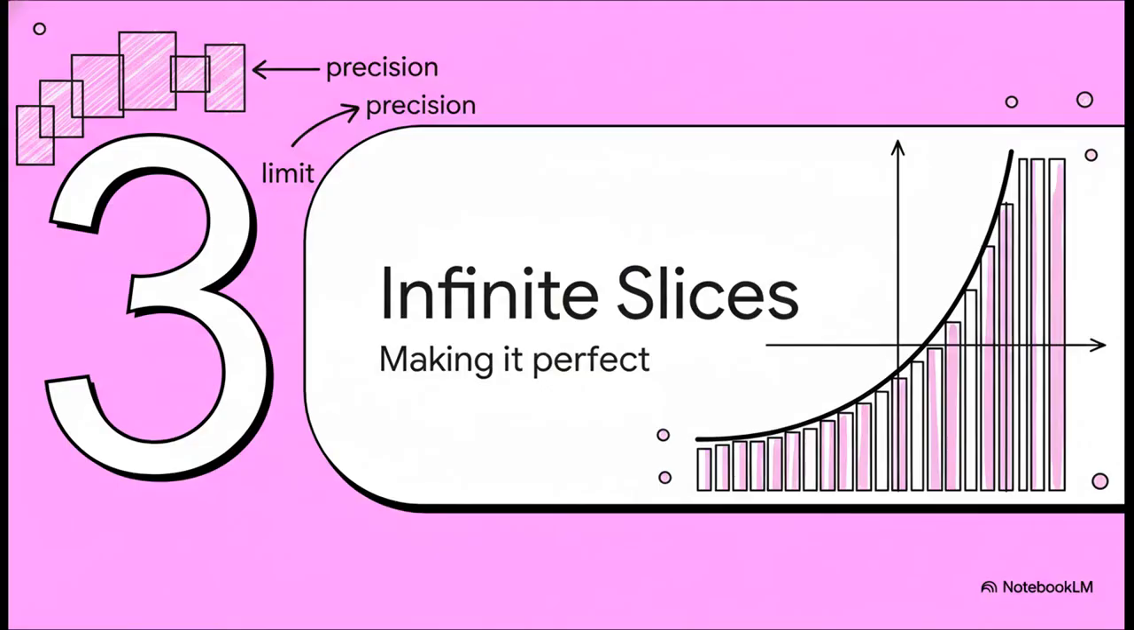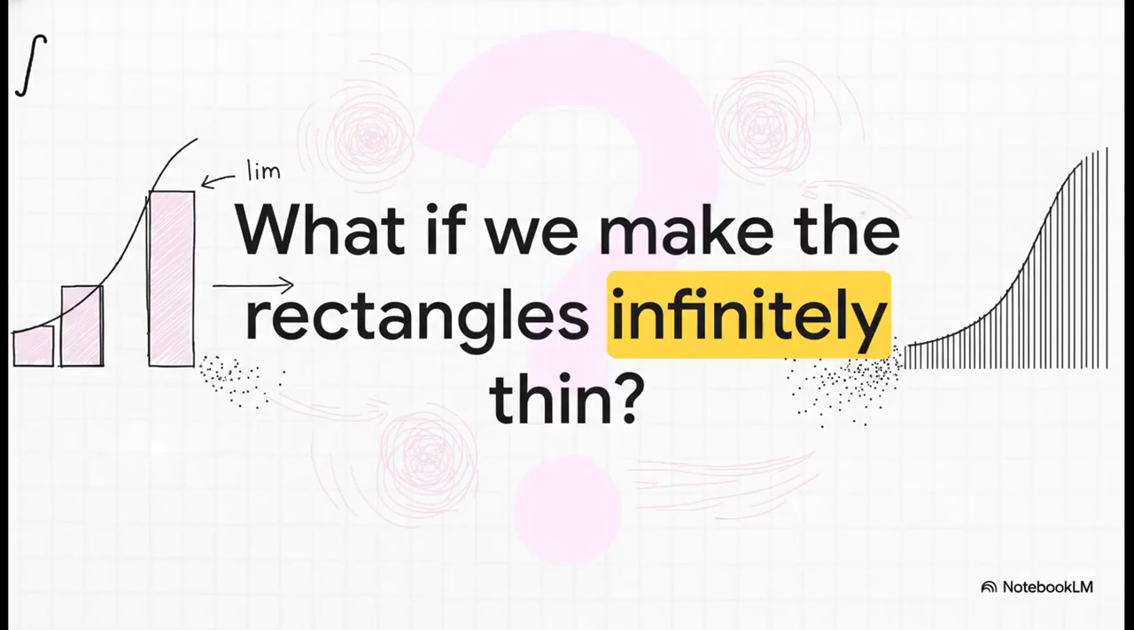This is where we make the huge leap from a pretty good approximation to absolute, perfect precision. We're going to take our rectangle strategy and just push it to its logical extreme. Just think about it for a second. As we slice that area into more and more rectangles, each one gets narrower and narrower. Those little bits of area we were missing, or the extra bits we were adding, they get smaller and smaller and smaller.